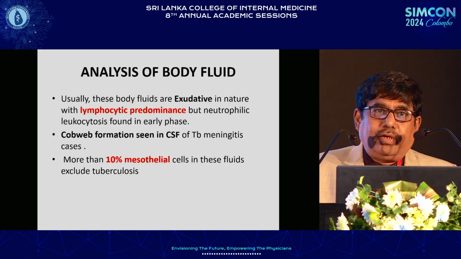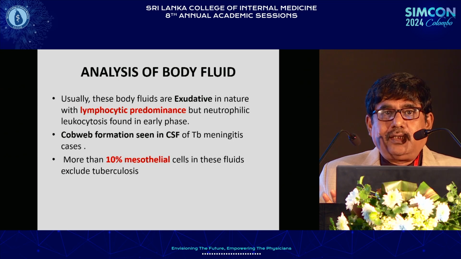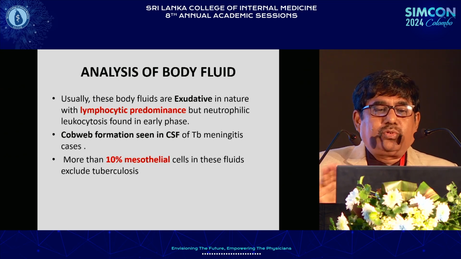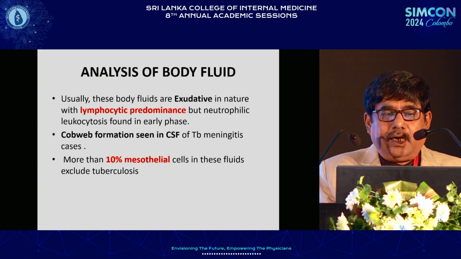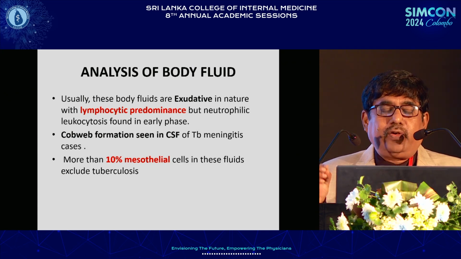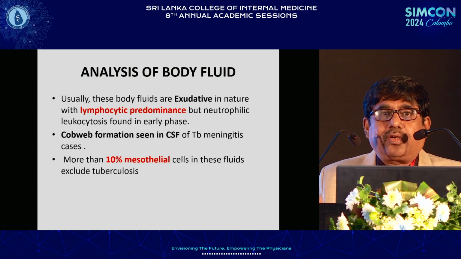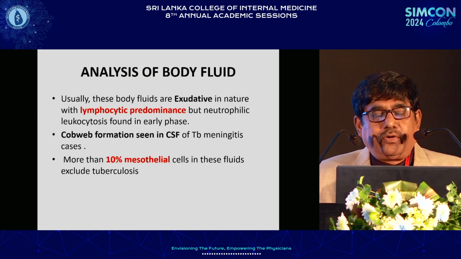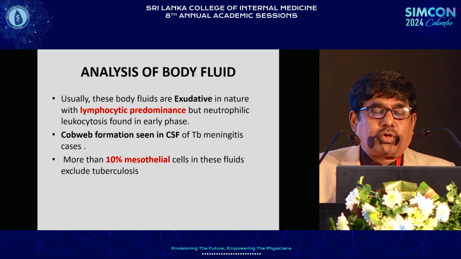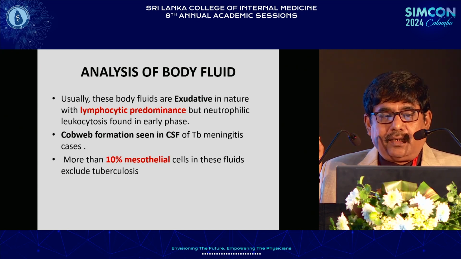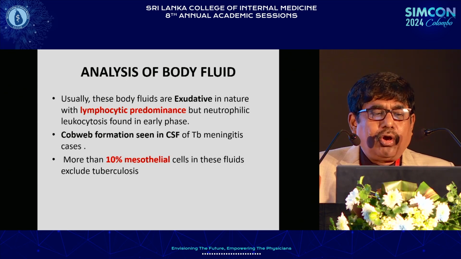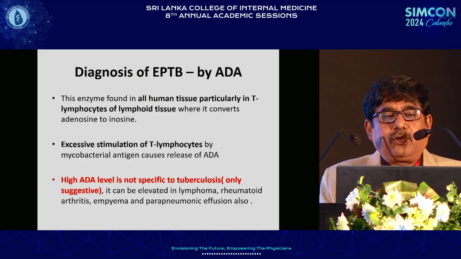Analysis of the body fluid. In extrapulmonary tuberculosis, analysis of the body fluid has become a routine practice, and usually we get an exudative and lymphocytic predominant nature. But remember, neutrophilic leukocytosis does not rule it out, because in the early phases we get neutrophilic leukocytosis. Later on it turns to lymphocytic predominance, with cobweb formation. And the last line is very important: if you get more than 10% mesothelial cells, it virtually rules out tuberculosis.